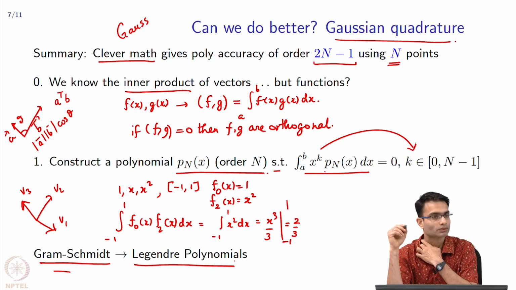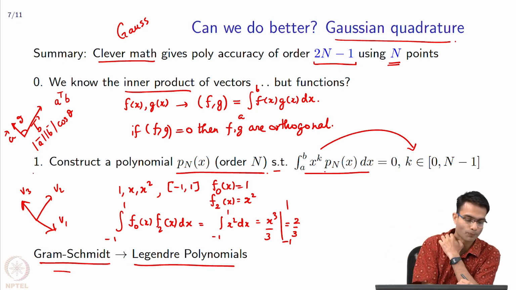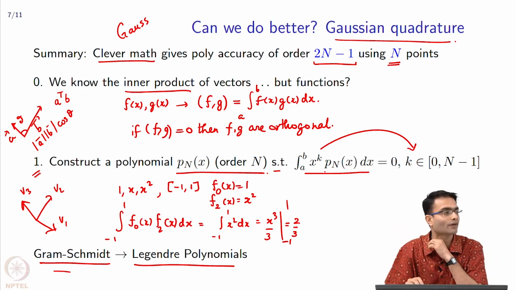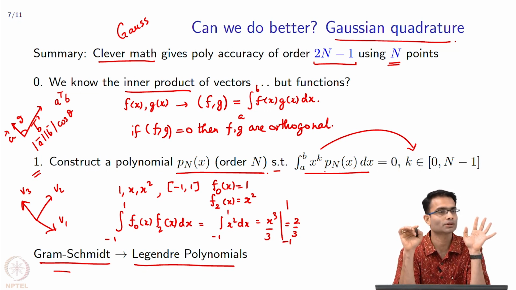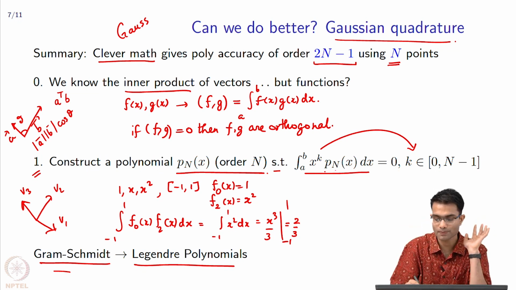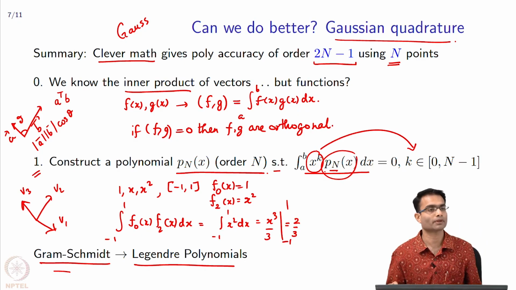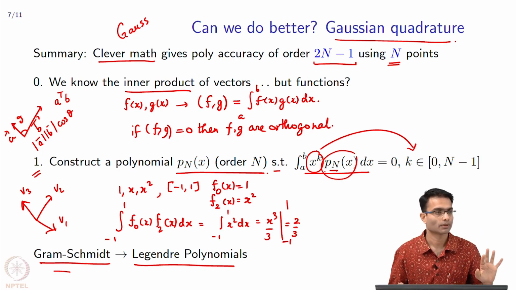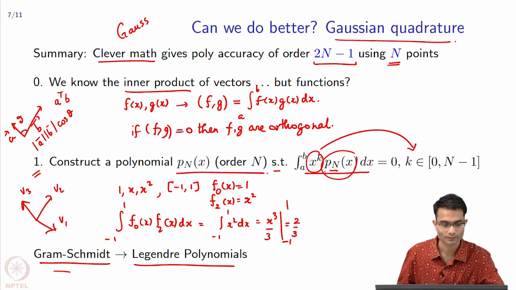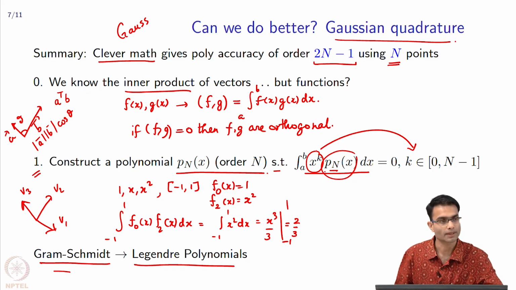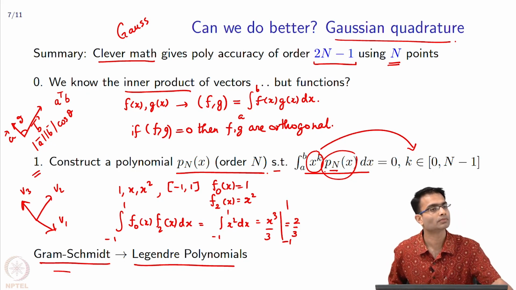So far so good. Our summary of step 1 is that I have constructed a set of polynomials which are orthogonal. If I fix my n, I have created this p n x over here orthogonal to all x to the power k. Now, how will we use it? Let us see. That takes us to step 2. Any questions? Clear, right?